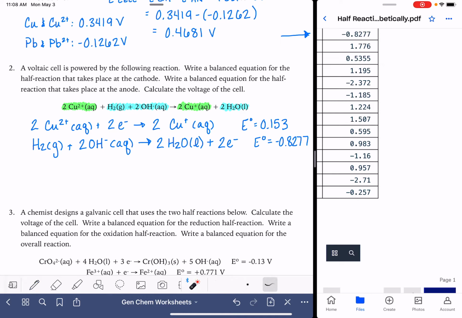Okay, so we've written a balanced equation for both of the half reactions. We haven't identified which is which yet, and all we need to do is calculate the voltage of a cell. So we just need to identify: is this happening at the anode or is it happening at the cathode?